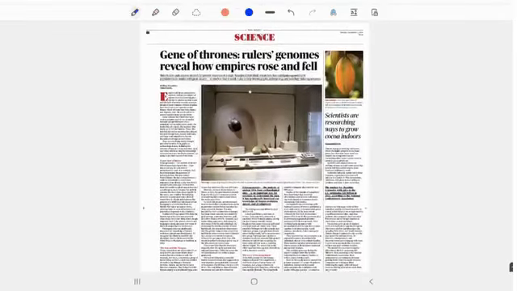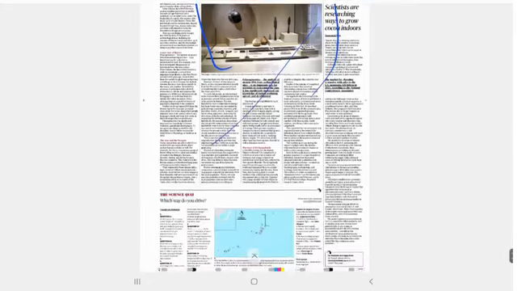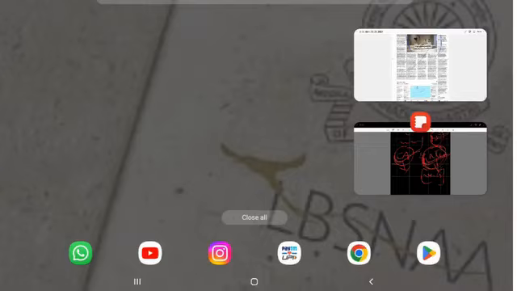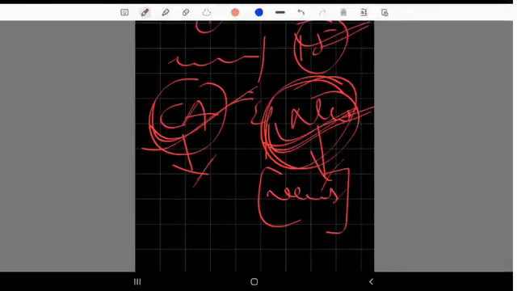Science news. Selectively you have to read. Very selectively you have to read. So I think you have got some idea regarding how to read newspaper. So I will mention one more time what to read, what not to read.